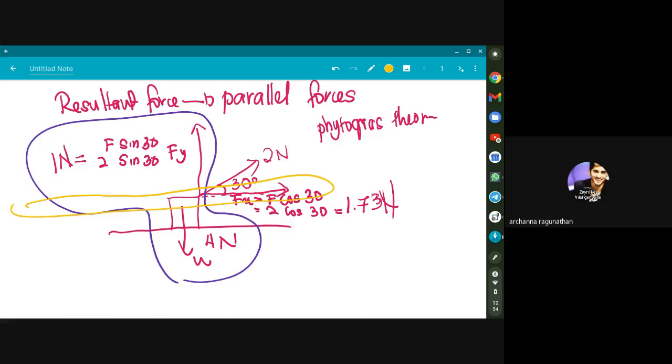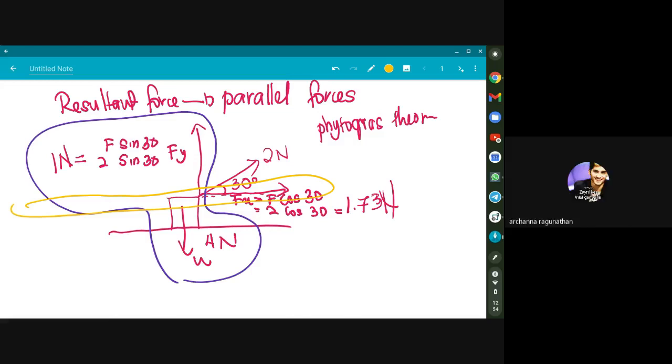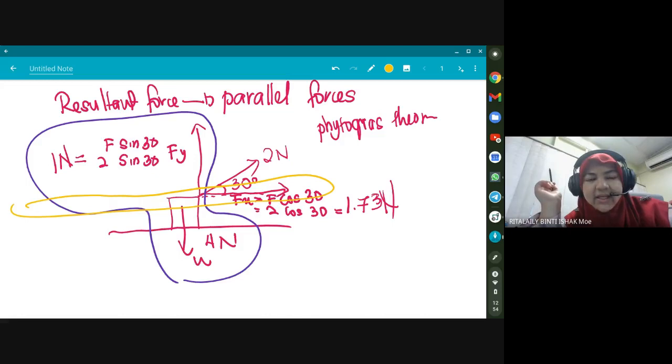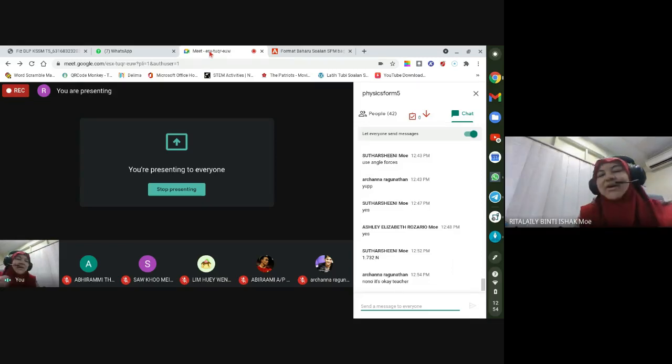For the Fy, sir, the vertical one, the 2 sin 60, right? Oh no, no, it's 2 sin 30. The answer, Fy, 2 sin 30. Macam mana tadi? Tak dengar sangat. Type dekat chat lah. Tak dengar pula. Saya tengok dekat chat. Oh, okay.